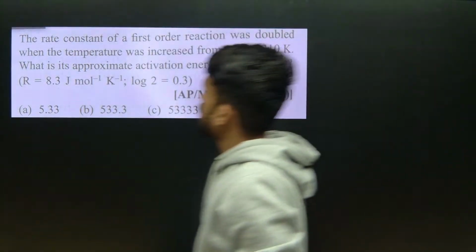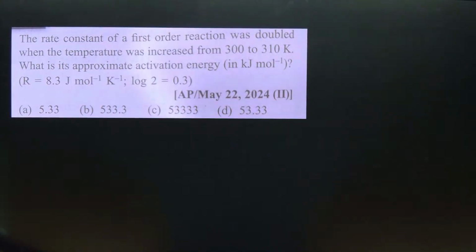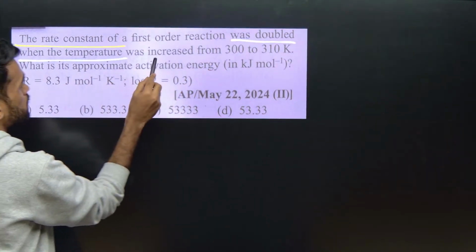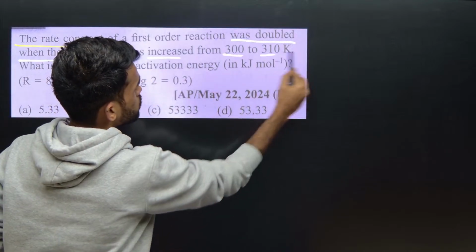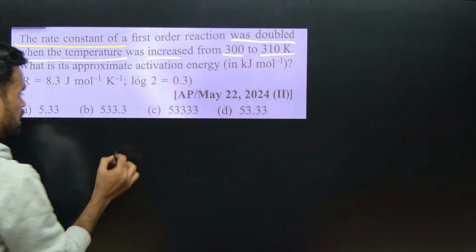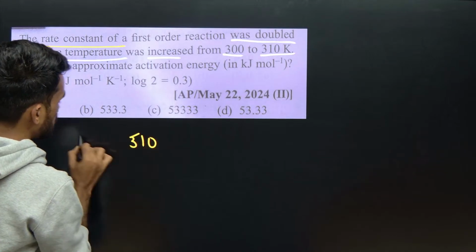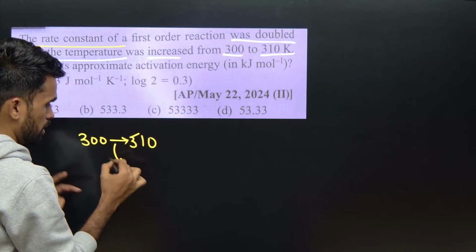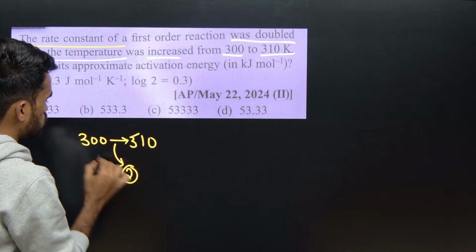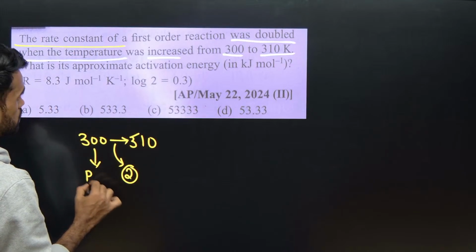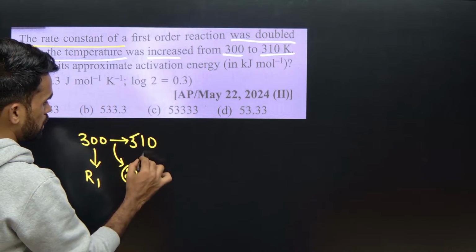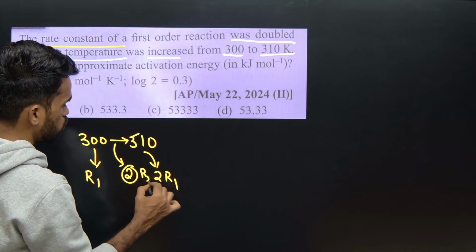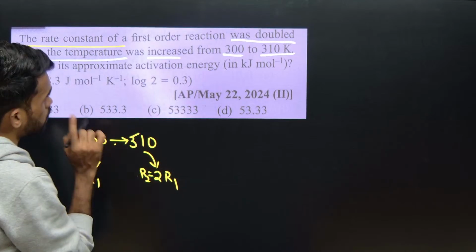Look at this. The rate constant for a first order reaction was doubled when temperature is increased from 300 to 310 degrees Celsius. Just now we have seen that for every 10 degrees rise in Celsius or Kelvins, the rate increases 2 times. So at 300 degrees, if the rate is R1, then at 310 degrees it will become 2R1. That's it. R2 becomes 2R1. This is what they are also saying.